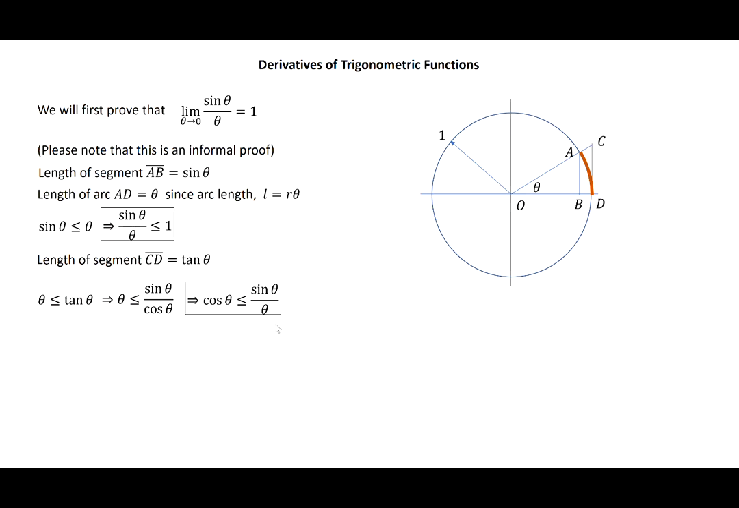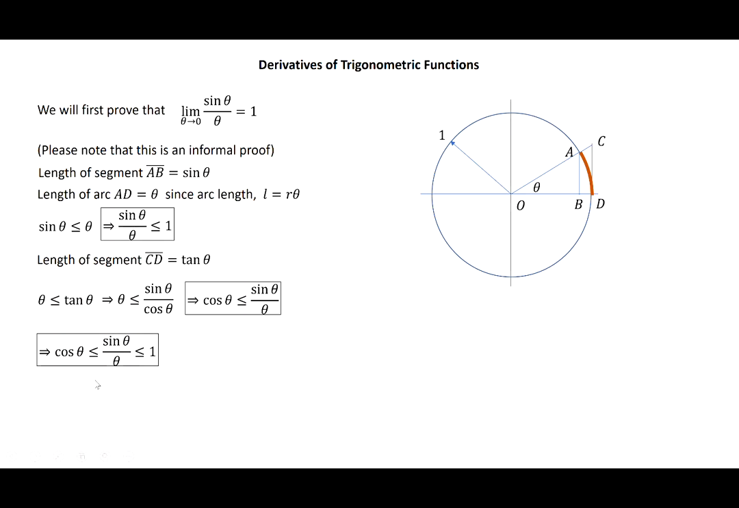Now, we notice that this inequality is cosine theta less than or equal to sine theta over theta, and this inequality is sine theta over theta is less than or equal to 1. Could we combine these two inequalities and make a claim like this? And that would be perfectly fine. Cool. By the way, what are we interested in? We are interested in the limit of sine theta over theta as theta approaches 0.